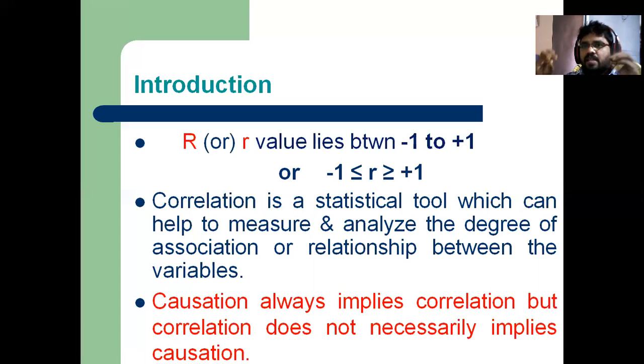But in economics, with one variable we cannot do so much. There are many variables in an economy, and we need to interlink them. To interlink them, we need a bivariate or multivariate relationship, and to study that relationship we use correlation analysis.